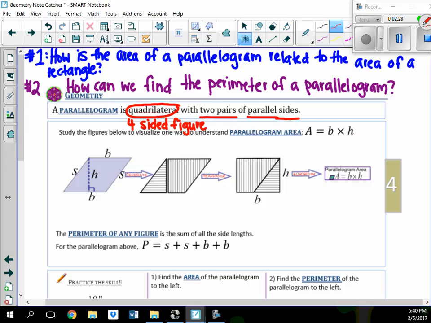So let's look down here at this example of a parallelogram. And this shape right here is a parallelogram because it's a four-sided figure. And it also has two pairs of parallel sides. So the top is parallel to the bottom. And parallel means that those lines are never going to cross. Those arrows show us that those two lines are parallel. Also, the sides are parallel, giving us two pairs of parallel lines.